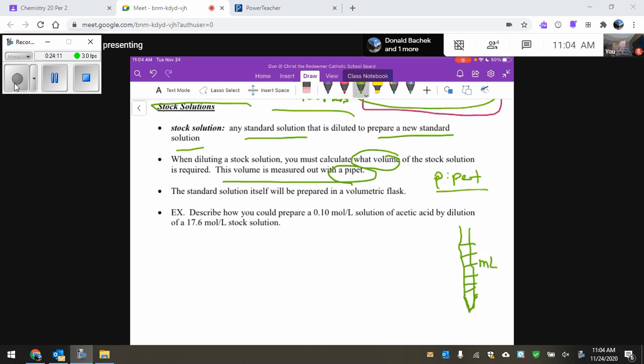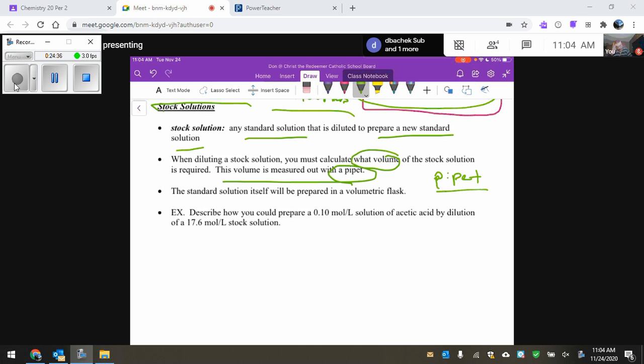That's basically what this is, and that's kind of what we do. We stick this into a solution and put our thumb on top, and we make sure we get the right volume that we need, and we put it into a new volumetric flask. Again, I'll show you this tomorrow, so don't worry about this too much. I promise I will show you this tomorrow.